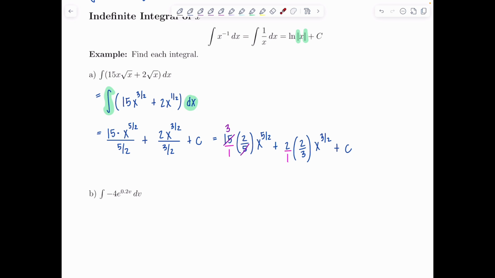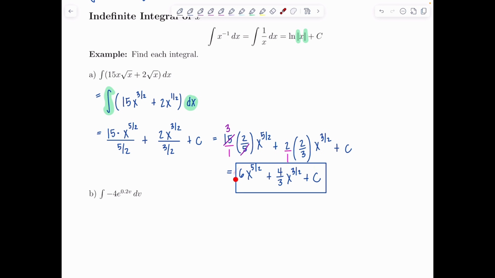3 times 2 gives me 6, x to the 5/2 plus, nothing cancels here, so then that's just 4/3 x to the 3/2 plus c. And that's our antiderivative. Now, if you're nervous, if you did it correctly, which I would be if I was first learning how to find antiderivatives, you just check your own answer.